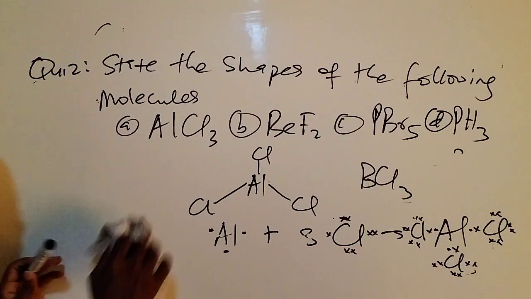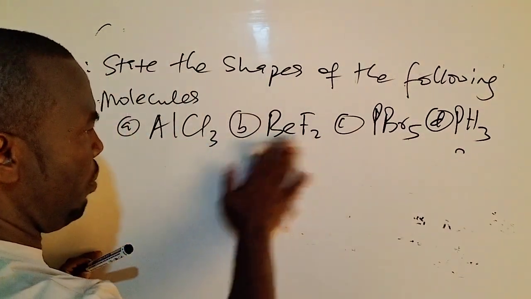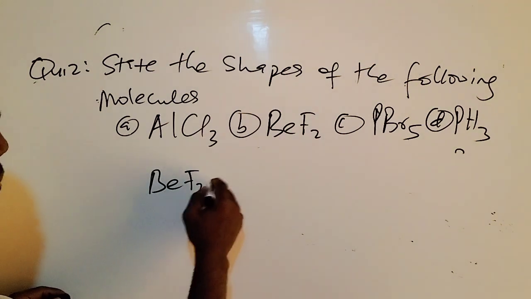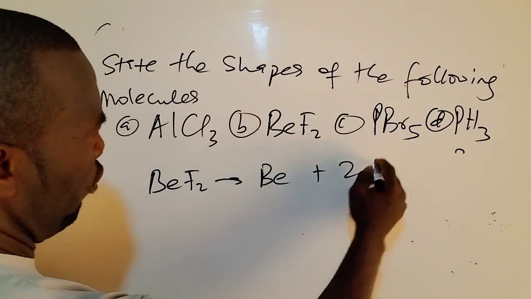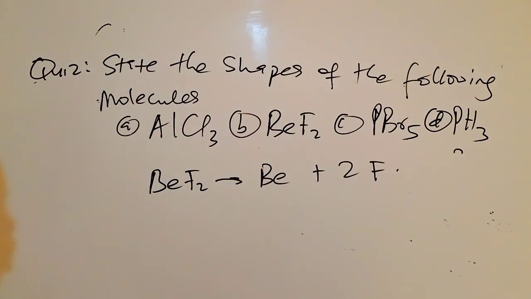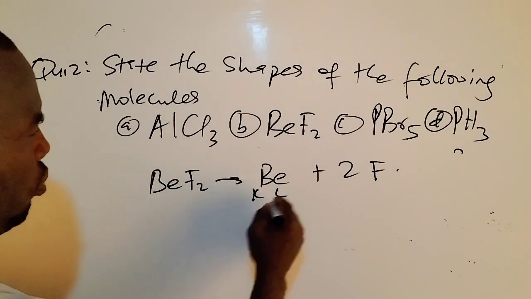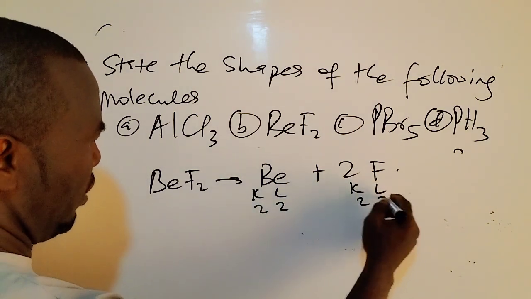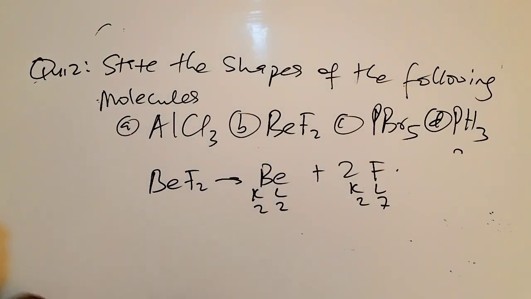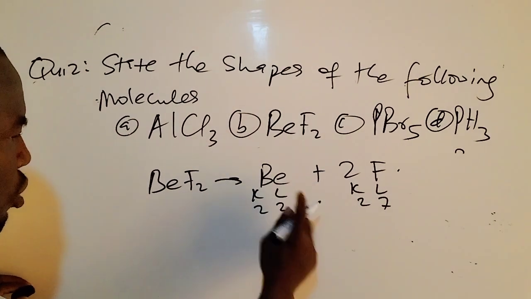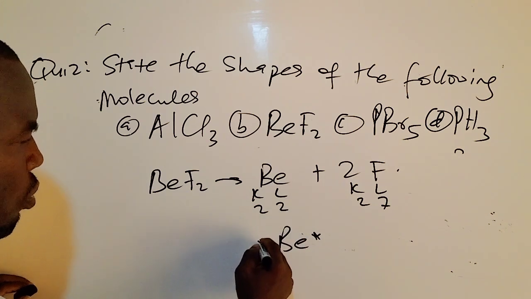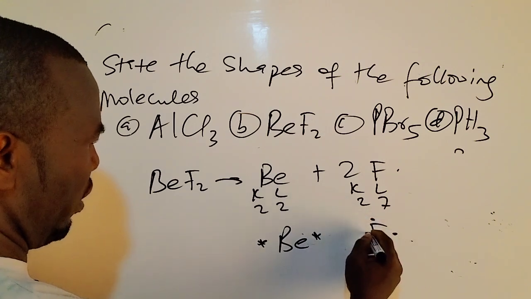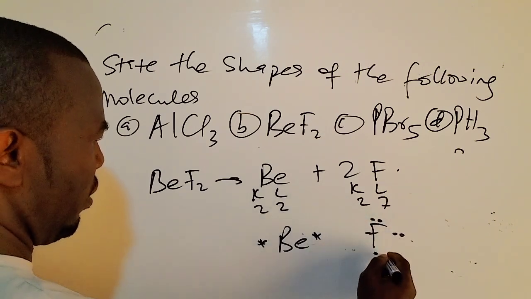Go to B, beryllium difluoride. What shape does this molecule have? Let's look at it. Beryllium difluoride contains beryllium as the central atom and 2 fluorine atoms. Beryllium has atomic number 4. The electronic configuration is 2, 2. Fluorine is a halogen. We have atomic number 9, electronic configuration 2, 7, so 7 electrons. Then beryllium will have 2 electrons in the outermost shell, 1, 2, while fluorine has 7, according to the Lewis structure, 1, 2, 3, 4, 5, 6, 7.